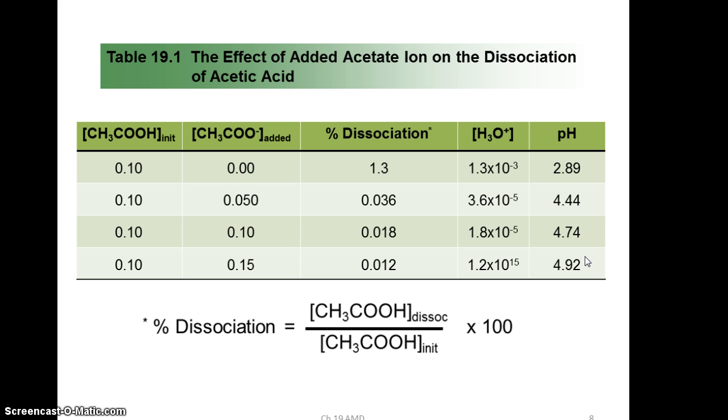We can calculate percent dissociation like we did before. This is just the concentration of the acid dissociated over the initial concentration, times 100.